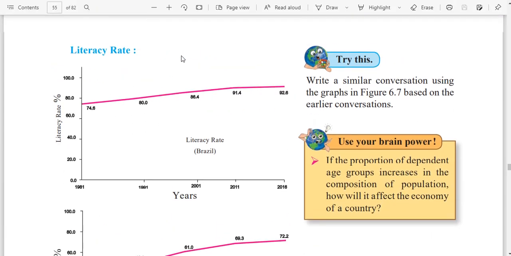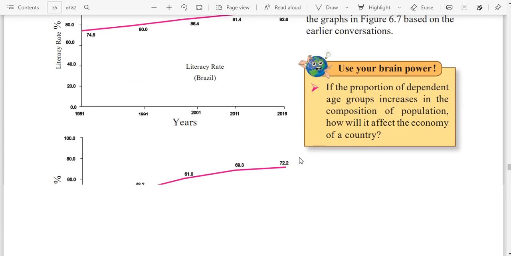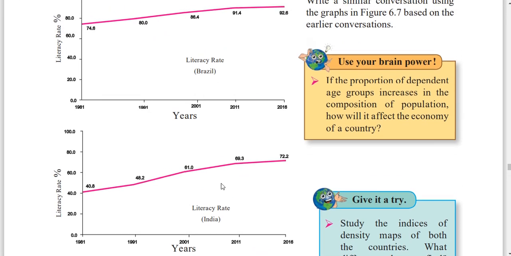Literacy rate. For Brazil, literacy rate in 1981 was 74.6%, which is continuously increasing. Now in 2016 it was 92.6%. And for India in 1981 it was just 40.8%. This has also increased gradually to 72.2% in 2016.